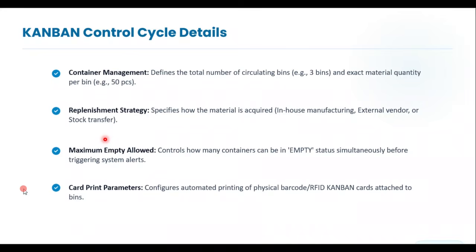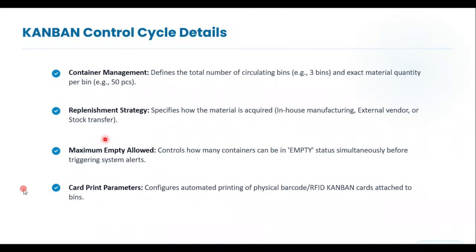So here is a detail about the control cycle that we are going to use in the Kanban process. Each of these control cycles created for the Kanban process will consist of a number of bins, where each bin will be considered as a single production order. Right? So the statuses that we discussed in our previous slides, empty, in process or full, will be applied only at the bin level.